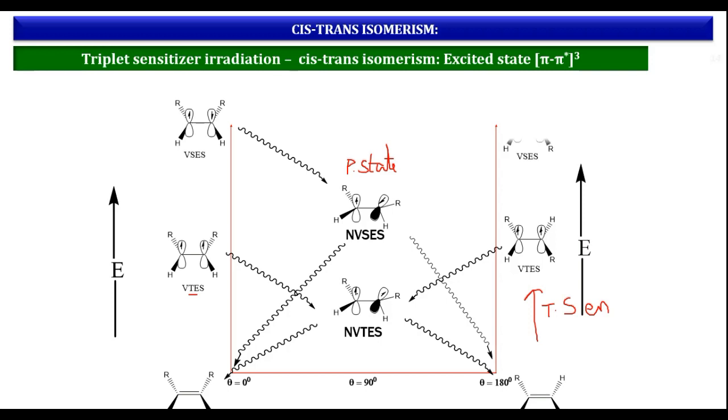If you do direct irradiation, it forms the vertical singlet excited state. You can observe here that this undergoes relaxation by 90 degree rotation and forms the non-vertical singlet excited state. This can convert into the cis form or come back to the trans form. So friends, this is about photochemical cis-trans isomerization.